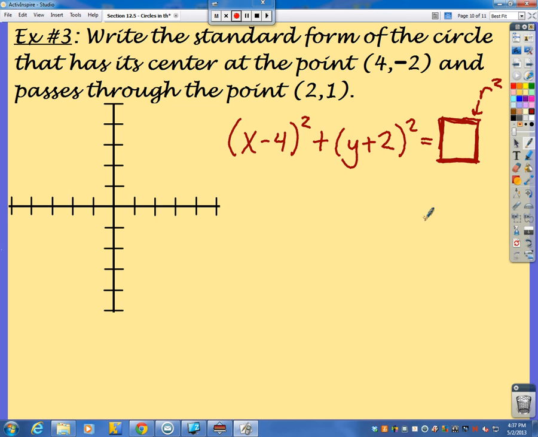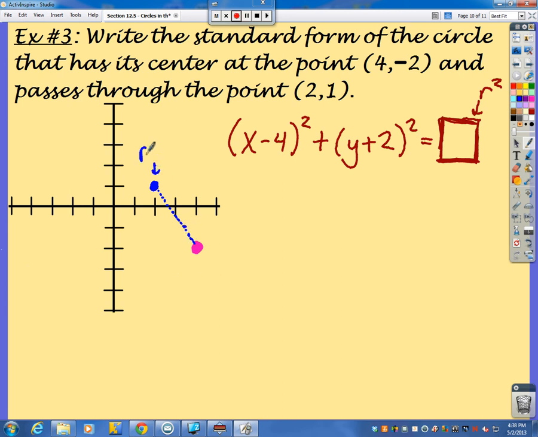But they didn't give us the radius. The only other thing they gave us was a point that the circle contains. Now, typically I won't graph these, but I just want to show you kind of what's happening here, okay? So if I graph the point 4, negative 2, so I go over 4, down 2, here is the center of my circle. And they tell me that the circle passes through the point 2, comma 1. So if I go over 2, up 1, this is really telling me this is where the edge of the circle goes to. So what would this distance be from here to here?